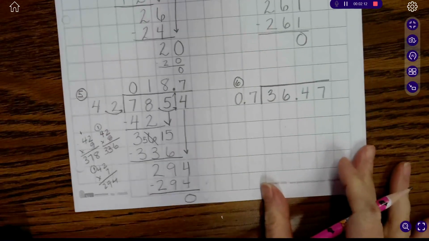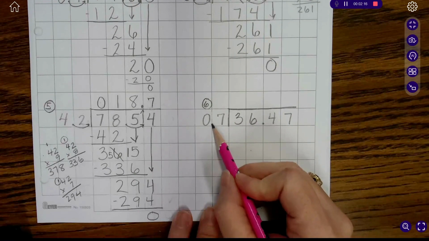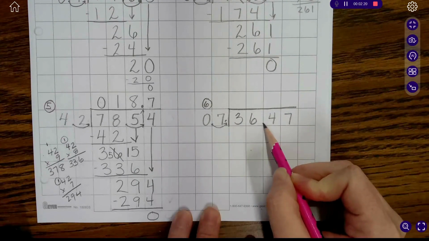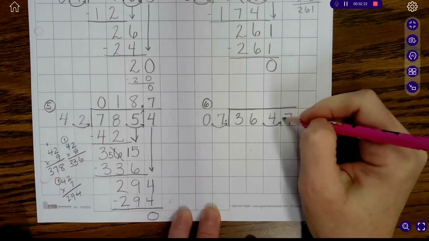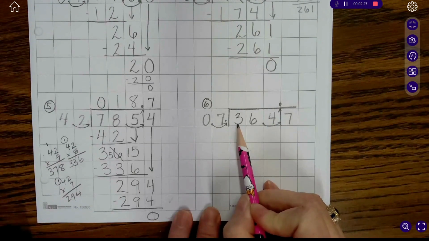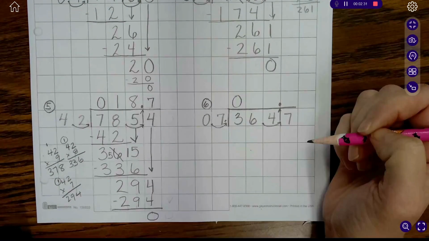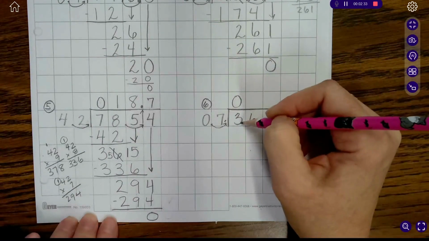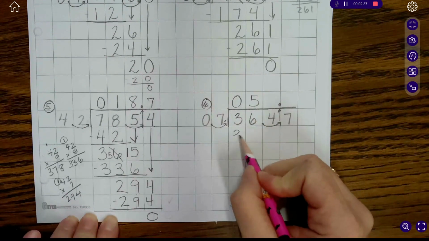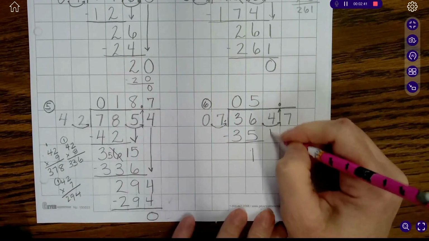All right, question number 6. We're going to make 7/10 7, and then we're going to move the decimal point over to the right once in our divisor. 7 is unable to divide 3, so I write a 0 above the 3. 7 is able to divide 36 5 times. 5 times 7 is 35. I subtract, I get 1. I bring down the 4.